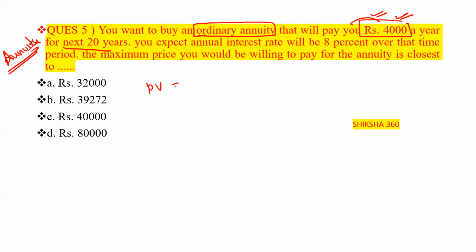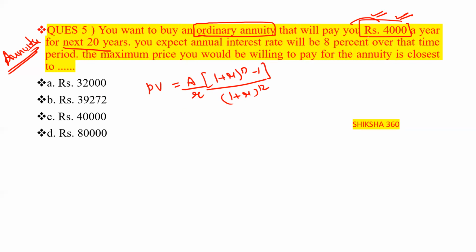Present value is equal to A upon R into 1 plus R power n minus 1 upon 1 plus R power n. Clear? This is the formula which we have to implement here. This is the present value of the annuity which we have to implement here.